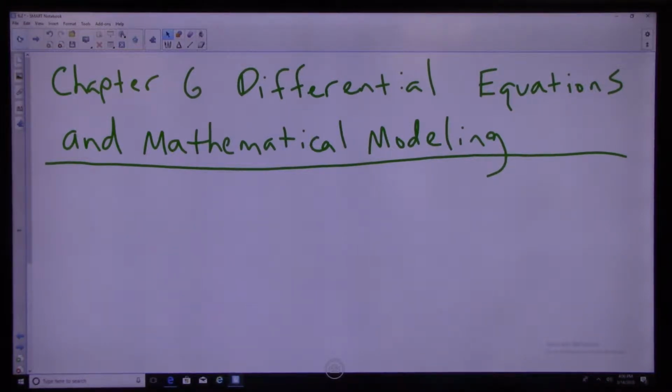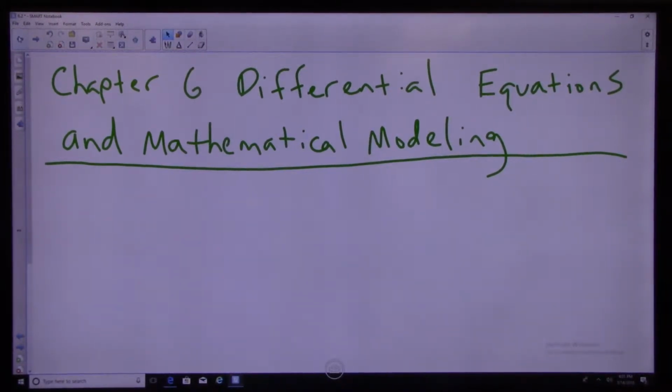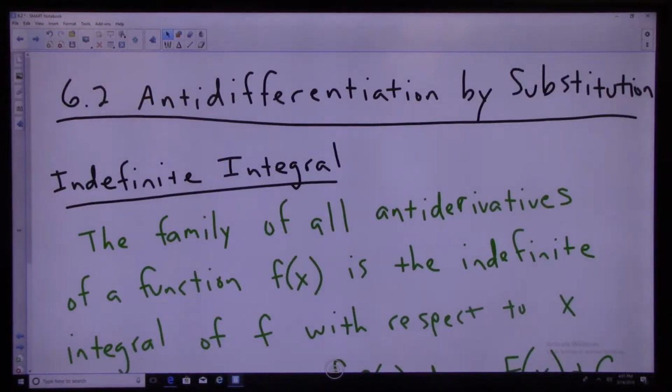Let's get started. This is the title of chapter 6. It's called Differential Equations and Mathematical Modeling. So what we're going to do, I'm going to skip section 6.1 for right now. May come back to it, I may not. I usually skip it. So section 6.2 is where we're going to begin. And so hopefully I have the title of the chapter written. And here is the title of 6.2. It is Antidifferentiation by Substitution.